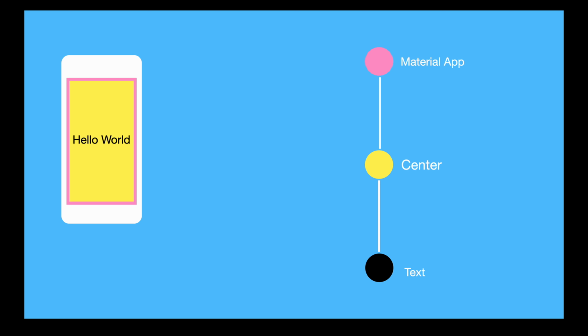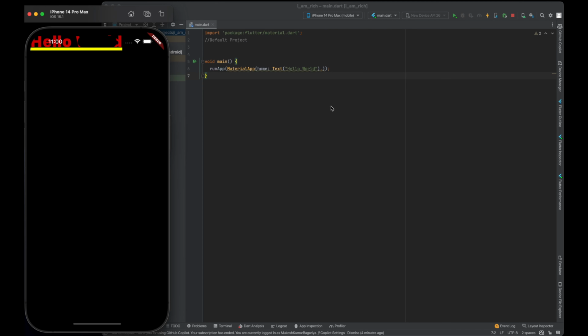Our widget tree is starting to take shape. We've introduced a 3rd member into our widget family, and it's cause for celebration. So, here's the deal. We kick things off with the Material app widget, our parent widget. Inside the Material app, we've nestled a center widget, and guess what it does? Yep, it does exactly what it sounds like. It centers anything it contains. And what do we have inside the center widget? A text widget.